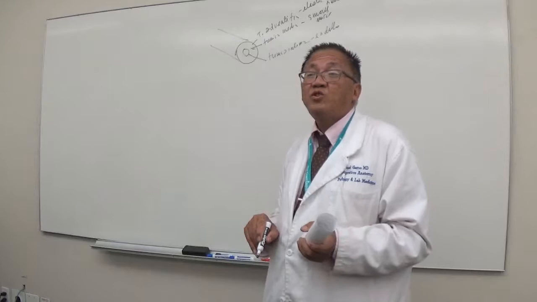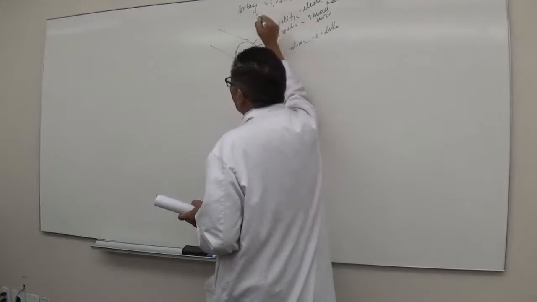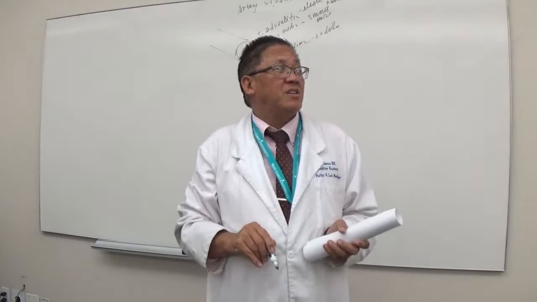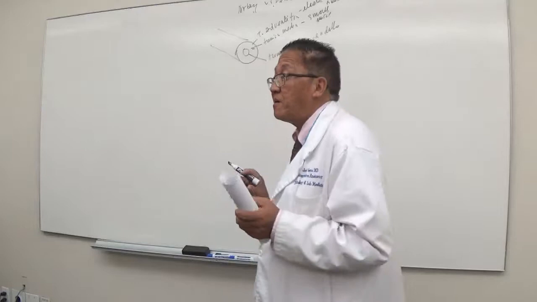So whether it's an artery versus a vein, both of them contain the same layers, except that the wall in the artery is much thicker, and the muscle layer is also much thicker. The walls of the veins are much thinner. But in fact, both of them have the same layers.